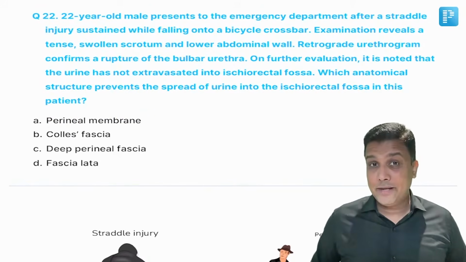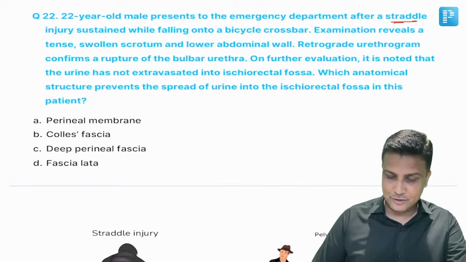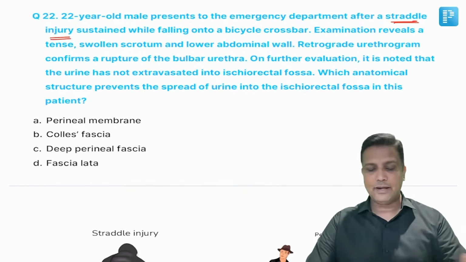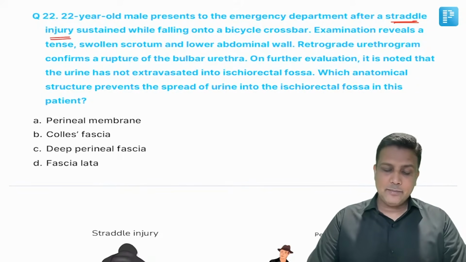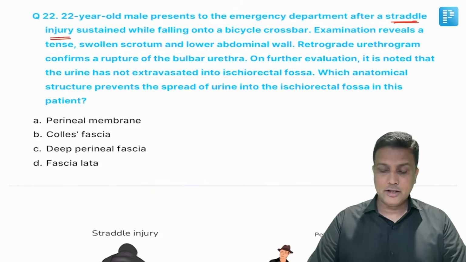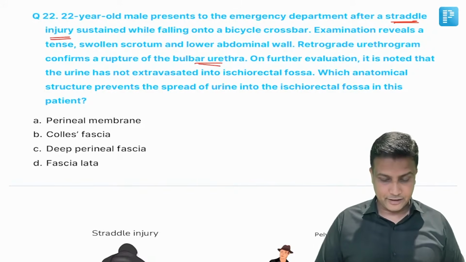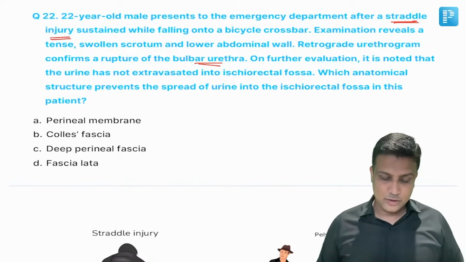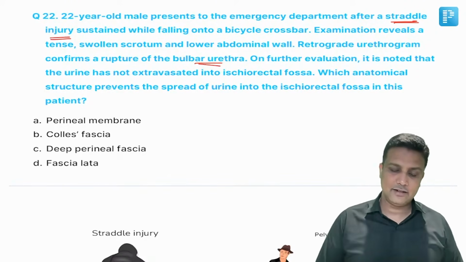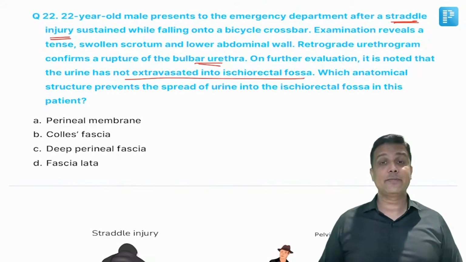A 22-year-old male presents to the emergency department after a straddle injury. Straddle injury, riding the bicycle on the bumpy road. Sustained while falling onto a bicycle crossbar. Examination reveals a tense, swollen scrotum and lower abdominal wall. A retrograde urethrogram confirms a rupture of the bulbar urethra. Rupture of bulbar urethra. Fine. On further evaluation, it is noted that the urine has not extravasated into the ischiorectal fossa. Which structure is preventing this one?